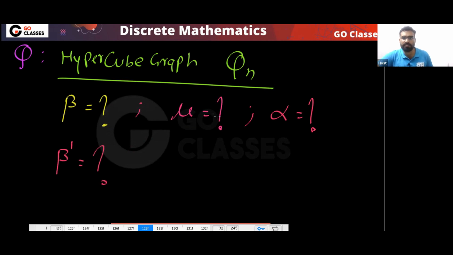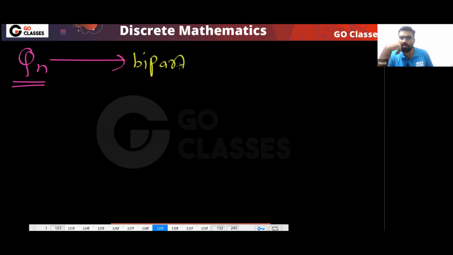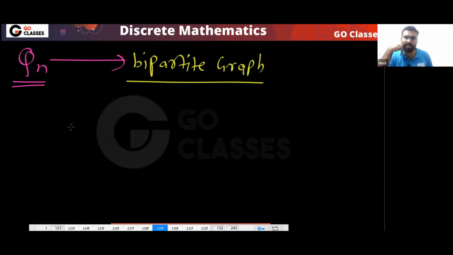And what is beta dash? Remember, this hypercube graph is what? This we have already seen. This is a bipartite graph.